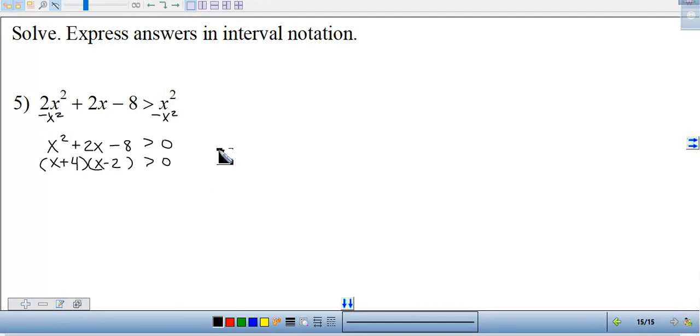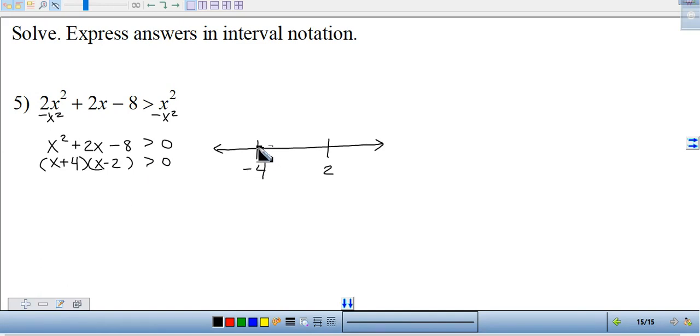So how am I going to use this? In an inequality, we have sections of numbers that are true and sections of numbers that are false. A number line is a good way to find out which ones are true and which ones are false. We use those solutions, negative 4 and positive 2, and we put them on the number line. Now we're going to focus on this inequality. This is a greater than sign. It doesn't have an equal to underneath it.